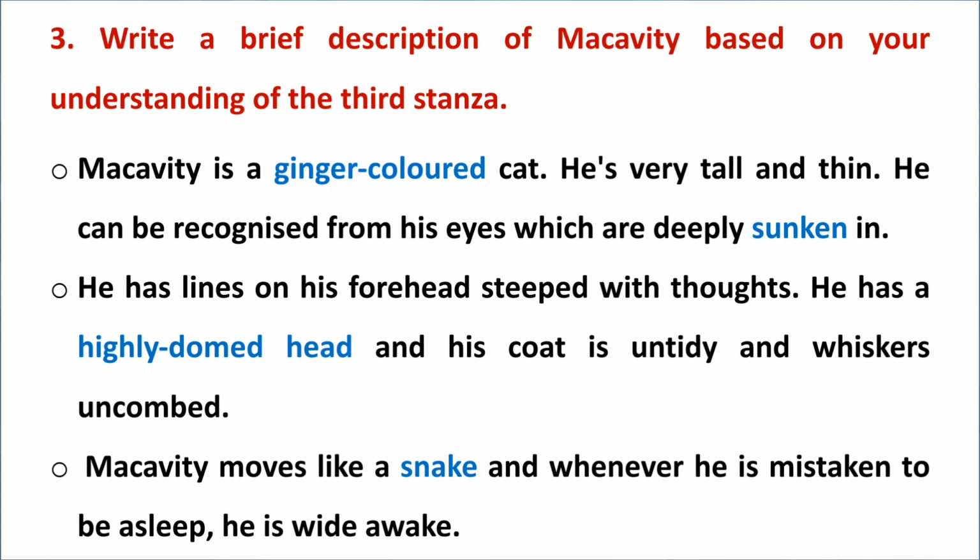So what is the idea of the lines? The first is that he was always thinking, so he had some lines on his forehead. The second is about his head, which looks like a hemispherical shape. The meaning of a highly domed head may be a bald head or a hemispherical shape. The next one, his coat is untidy, and another one is whiskers. Animals like lions, tigers and cats have whiskers. So the whiskers are uncombed. This is about the appearance.